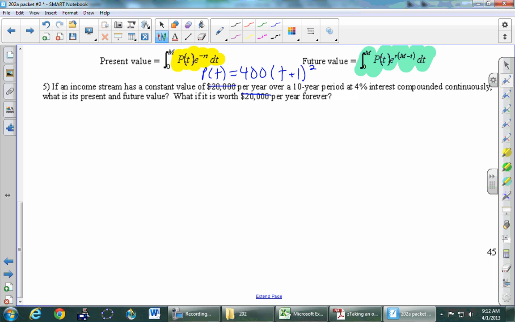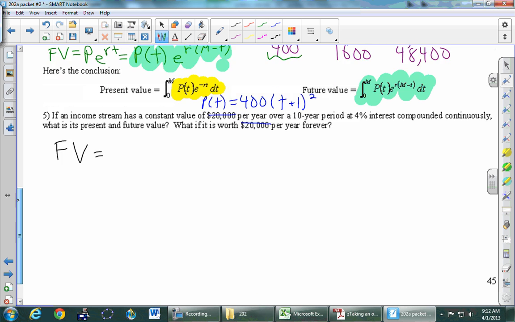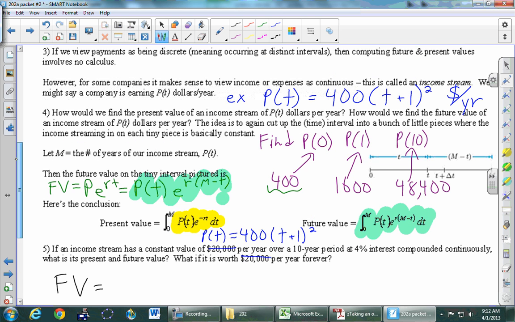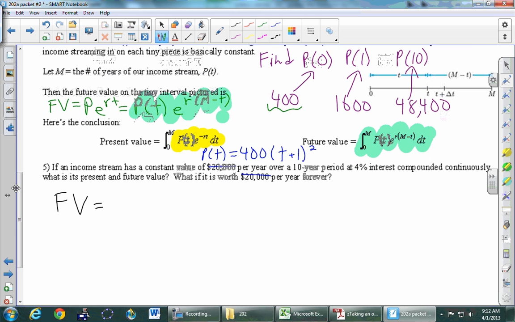Okay, so let's start with the future value. That's one we have a lot more experience with. I want to know, what are we going to have at the end of this 10-year process? Let's come back up just to get a sense. See those numbers there in purple is what we calculated for this income stream function. In our first year, or at least at the first moment in time, we're making $400 per year. Then 1 year into it, we're making $1,600 per year. In the 10th year, we're making $48,400 per year.